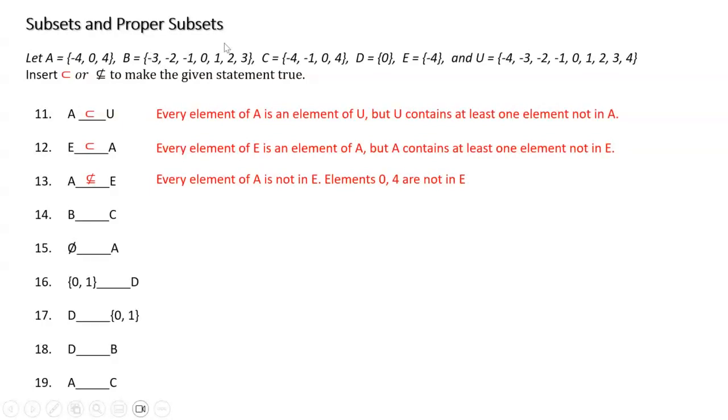Number 14, we have B and C. Let's see. Is every element in B in C? No. That means it's going to be the second symbol, which is not a subset. The elements negative 3, negative 2, 1, 2, and 3 are not in C. That's why it's the second symbol, which is not a subset. For 15, 15 is going to be the first symbol, because the empty set is a subset of any set.